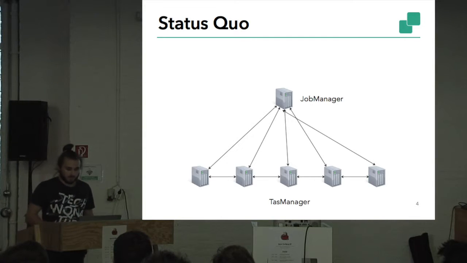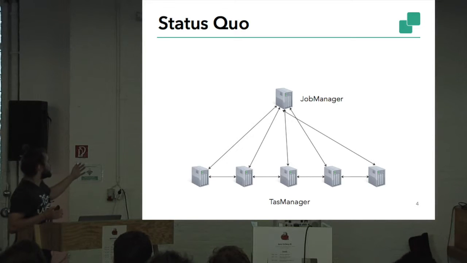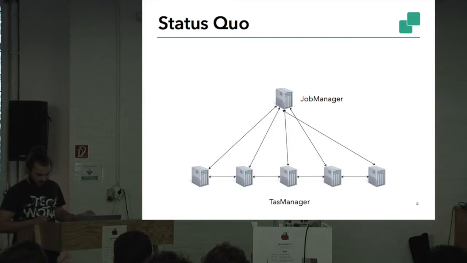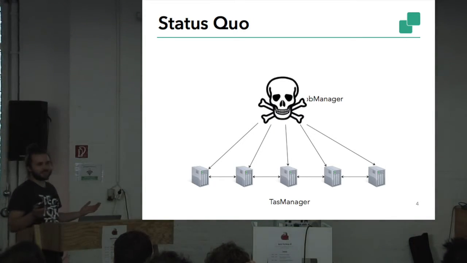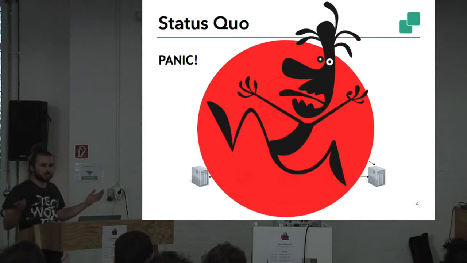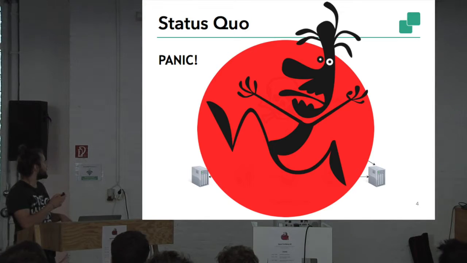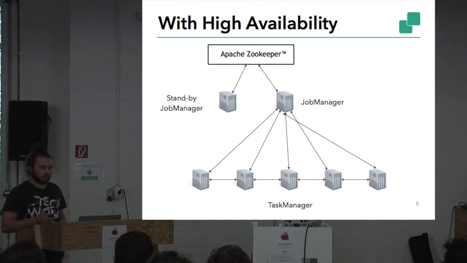First, the question is, why would we need high availability, or what is this exactly? This is the current status. You have one job manager, and you have these task managers, so the master and the workers. And now what happens if the job manager goes down? Then you basically panic because the whole system is going down, your job doesn't run anymore, you don't get any more results, you're basically screwed. That's why you want high availability, as we call it.